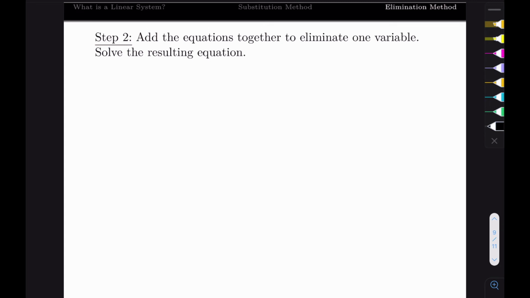So our second step is we're going to add these equations together to eliminate one variable, and then you're going to solve the resulting equation. So rewriting our 20x plus 10y equals 70, and 6x minus 10y equaling negative 44. We go ahead and add these together, so our 10y's cancel.